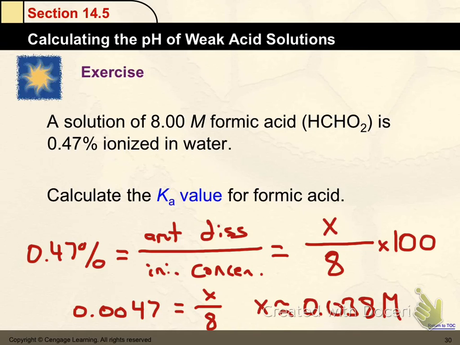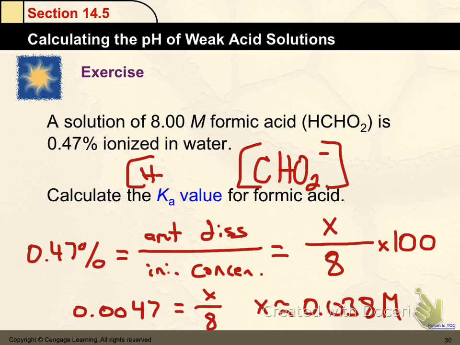So when I said before we need to figure out the CHO2 negative and the hydronium ion, we needed to figure out what their concentrations were. We now have that. That's 0.038. Okay? So you can go ahead and plug in your ice table and you can find your value. Go ahead and do that now. You can pause the video and then come on back and I'll show you what the answer is.